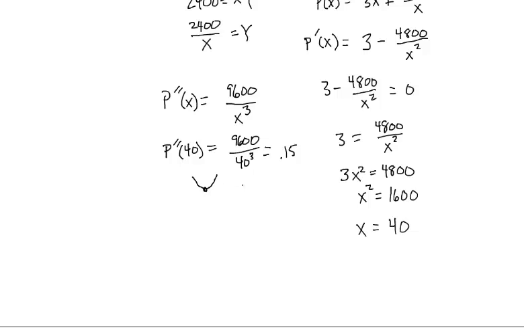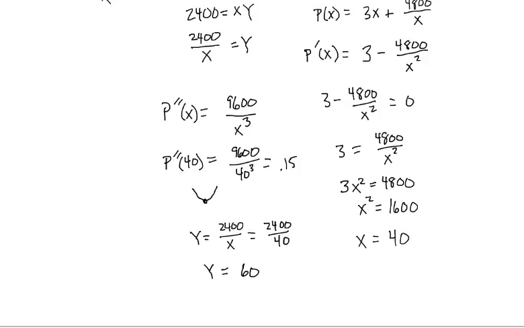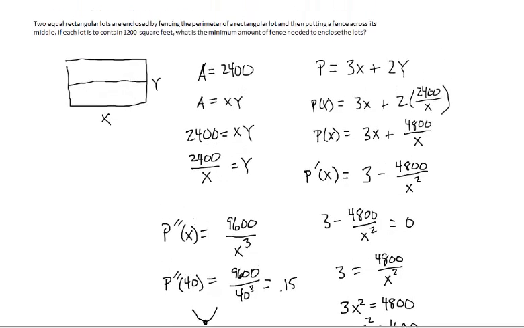And now we need to find our y value. So we have y is equal to 2400 divided by x, which is equal to 2400 divided by 40. And we find that y is equal to 60. So the dimensions that minimize the use of the perimeter is 40 by 60, but that's not what they asked us. Let's look at what they asked us.